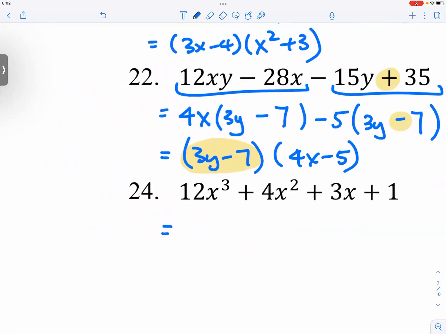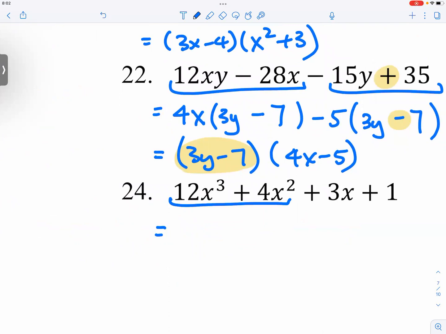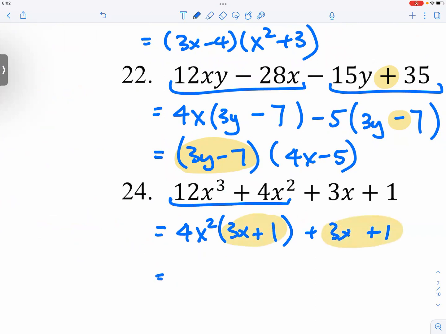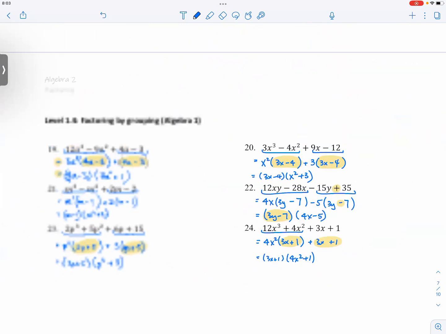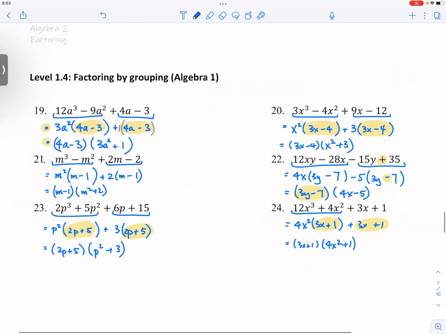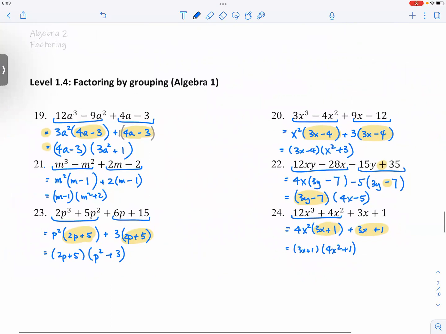And then do the same thing right here. So you have what's common, 4x squared. So this is 3x plus 1. And then you have 3x plus 1 again. So what's common factor? 3x plus 1. All right. So you can see factoring by grouping, it's so easy, right? It is so easy. Okay. If you can see the common factor, it is so easy.